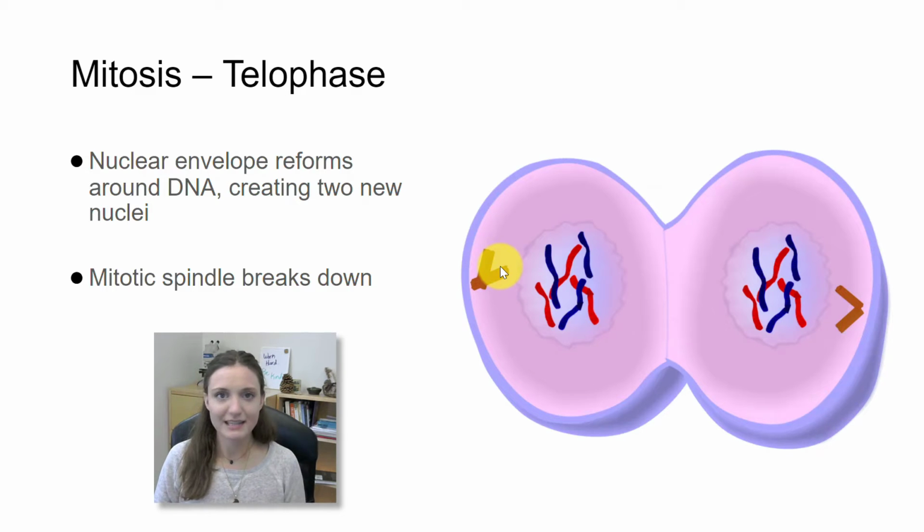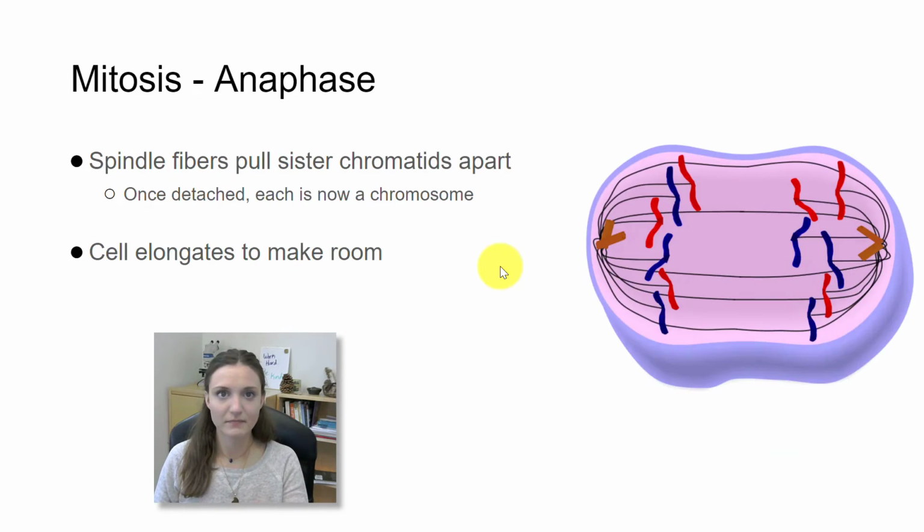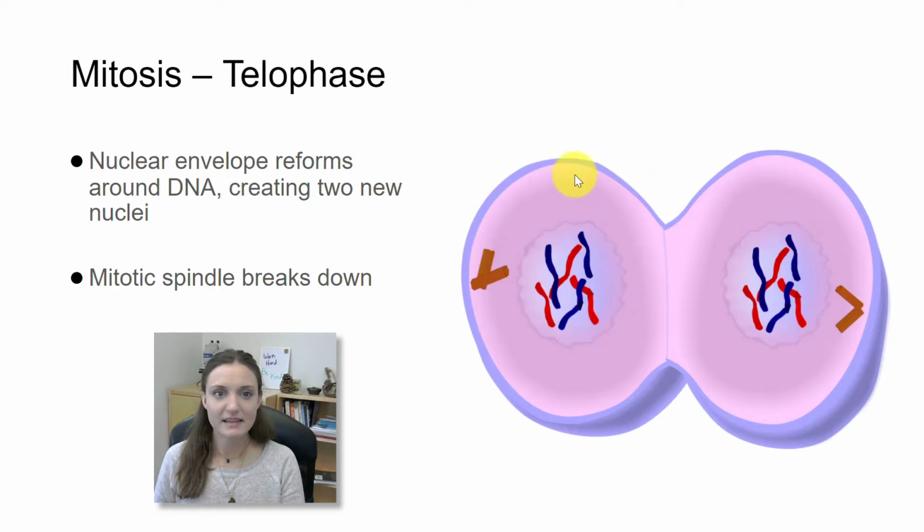But look at how the cell looks a little different here than it does here. See this little piece right here? This cell starts to kind of pinch inwards on either side. That process is cytokinesis. So we divided the DNA. The end of mitosis is telophase. Now we divided the DNA, created two new nuclei. Now we have to divide the rest of the cell.